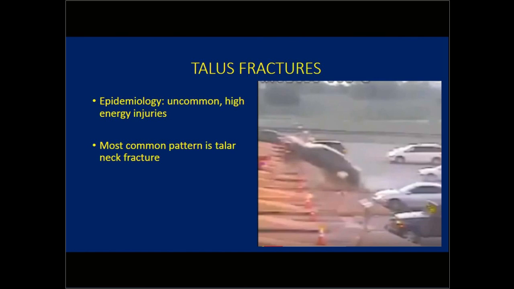This picture over here is at DFW Airport. This person didn't want to pay the toll, so they were going about 80 miles an hour on meth and alcohol, and they went up over these ramps instead of going through, went up and over, and ended up crashing. She didn't have a talus fracture, but this helps me to remember this is a high energy injury. The most common pattern is a talar neck fracture.